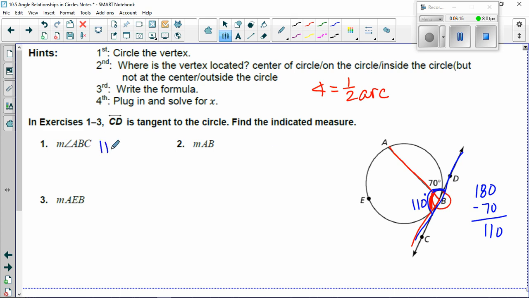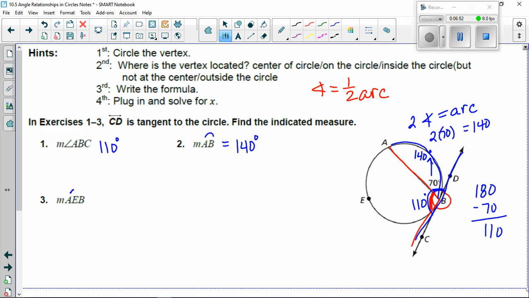So we're using a lot of stuff from last semester. So the measure of arc AB, so that's this arc here. So remember, the arc is always double the angle. So when you're going back out, 2 times the angle is equal to the arc. So 2 times 70 is equal to 140. So this arc is 140 degrees. So arc AB is 140 degrees.